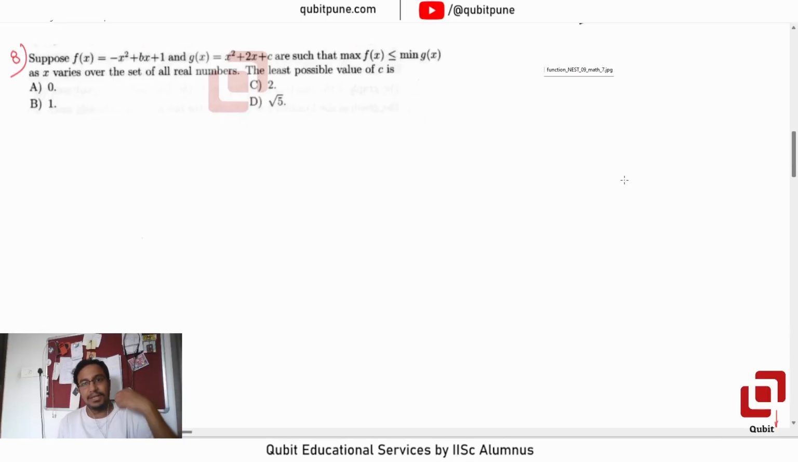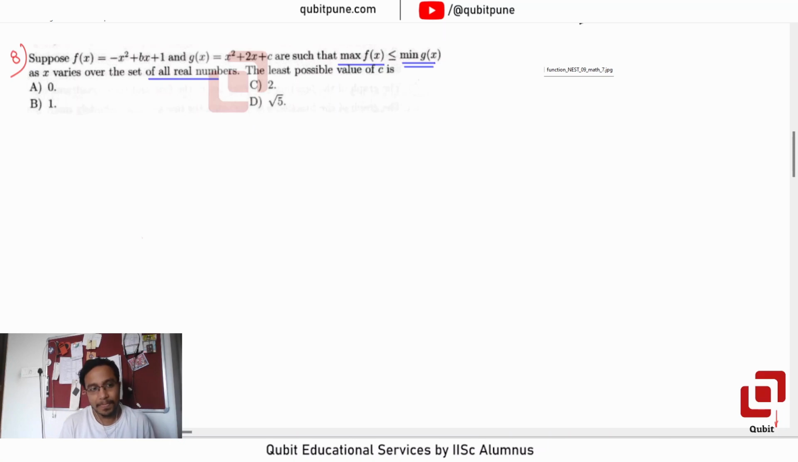Okay, this is from 2009 NEST, again based on graphs. Suppose f of x is minus x squared plus bx plus 1 and g of x is x squared plus 2x plus c, such that the maximum of f of x is less than or equal to the minimum of g of x as x varies over the set of all real numbers. The least possible value of c is 0, 1, 2, or root 5.